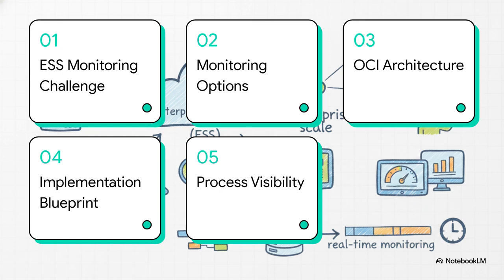We've got a clear roadmap for today's explainer. We're going to start by actually defining the ESS monitoring challenge, and then we'll evaluate the monitoring options we have. From there, we'll map out the OCI observability architecture, break down a really practical blueprint for implementation, and finally, look at the ultimate payoff, achieving complete process visibility.